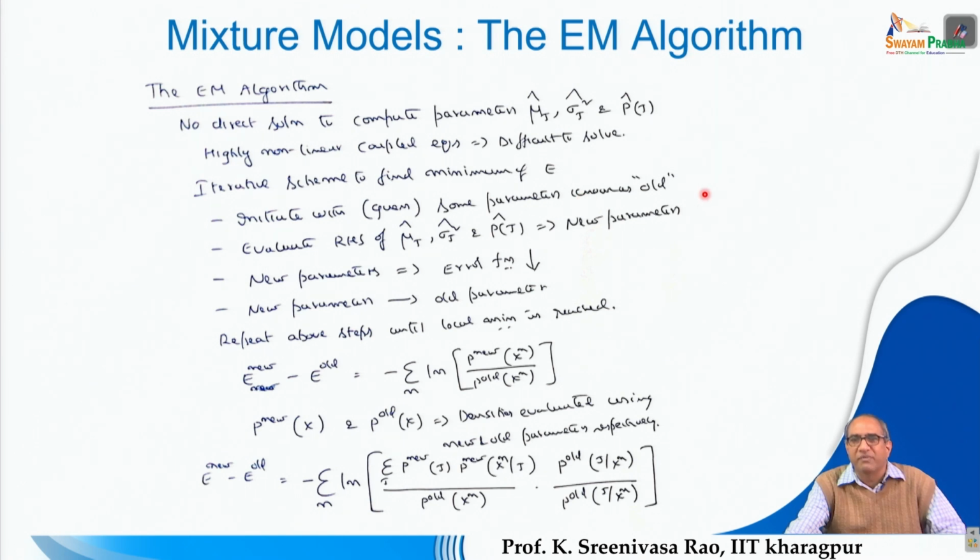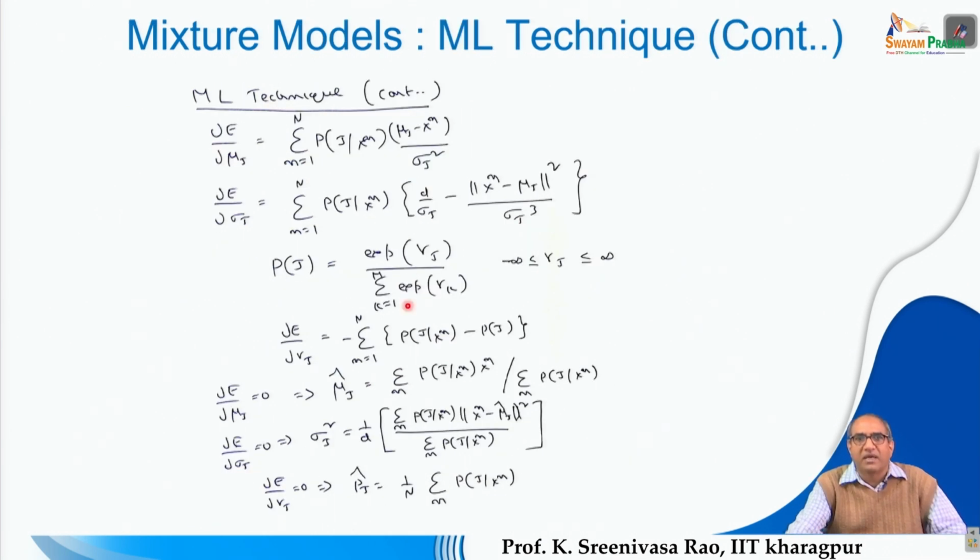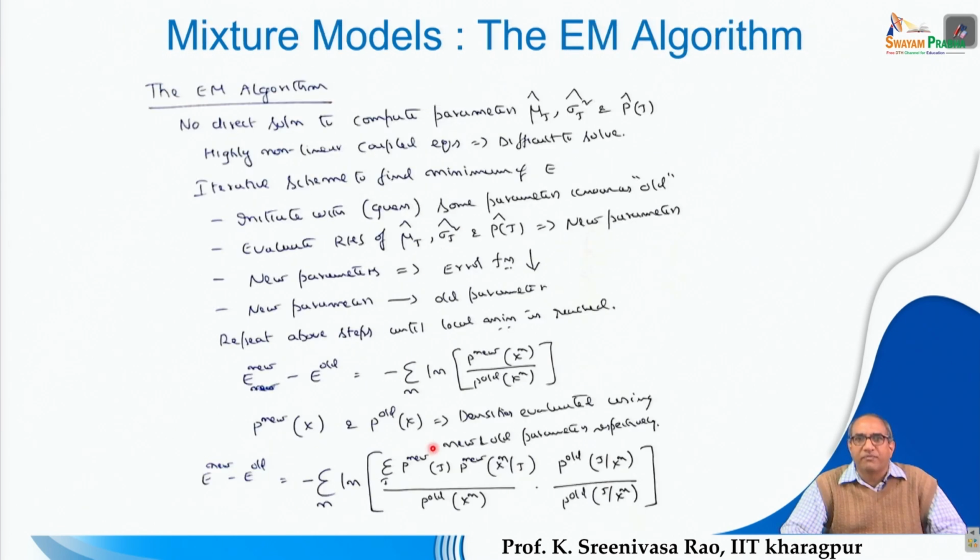Then we use those old parameters and try to compute the expressions we saw in the previous case. So, using the old values, we try to compute mu j cap, sigma j cap and p j cap. These become the new parameters, because with the old parameters, the first time you guess them, you do not have any idea about the data. You simply guess the parameters, and by observing the data you compute the new parameters.